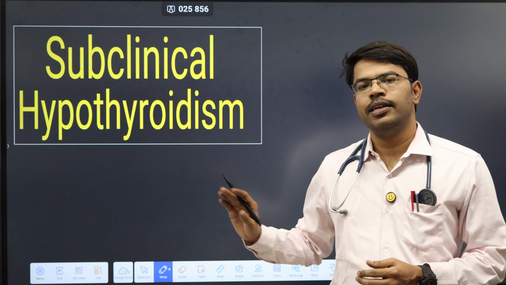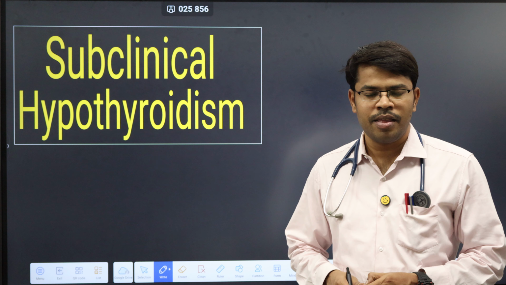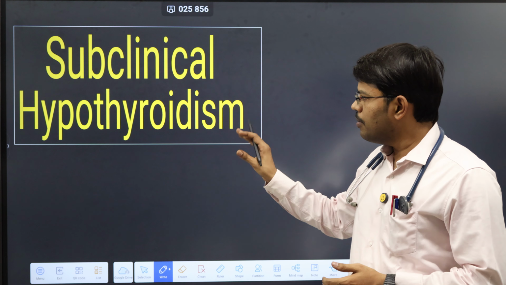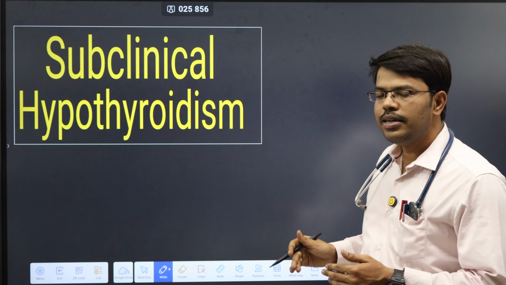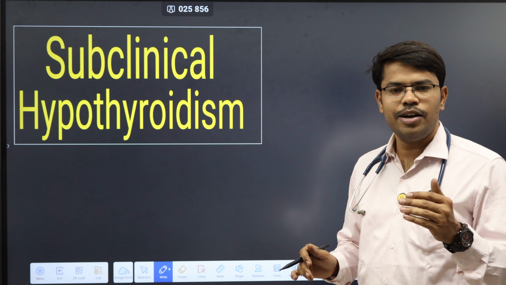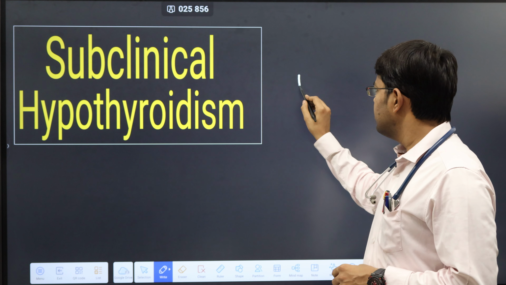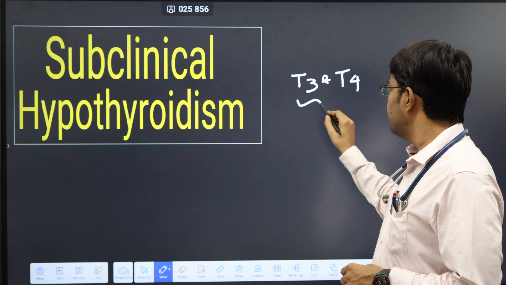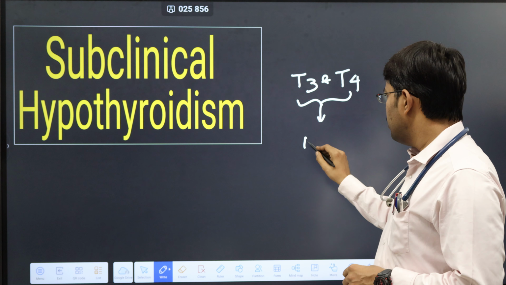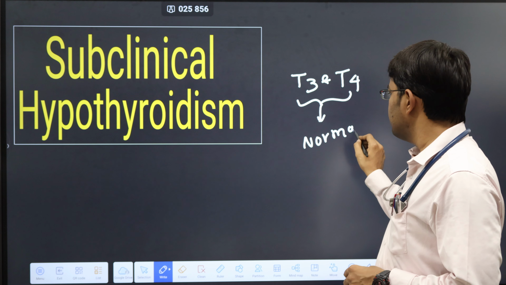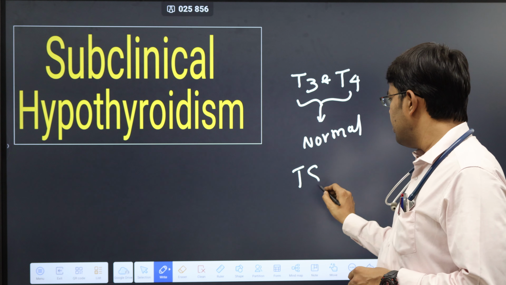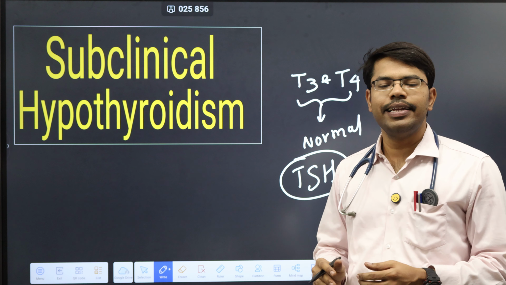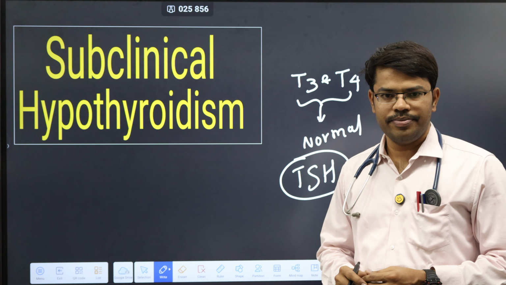Subclinical hypothyroidism, an important topic for the medicine residents, both in the OPD and also in your exams. What is subclinical hypothyroidism? It's nothing but a condition where the patient's thyroid hormone levels in the blood, that is free T3 and free T4, are normal, whereas TSH, the thyroid stimulating hormone level, is borderline elevated. So this is subclinical hypothyroidism.